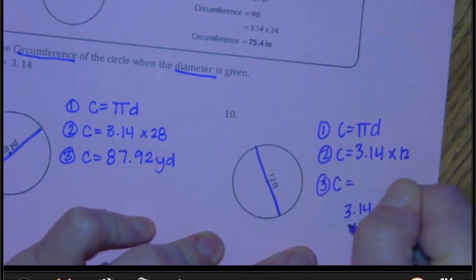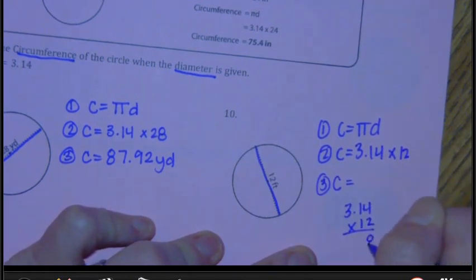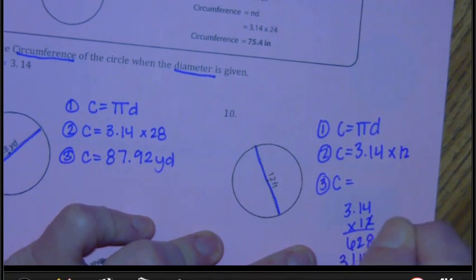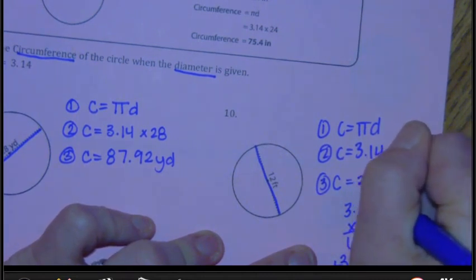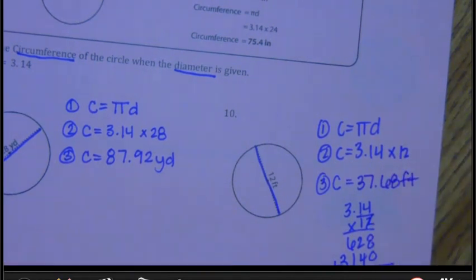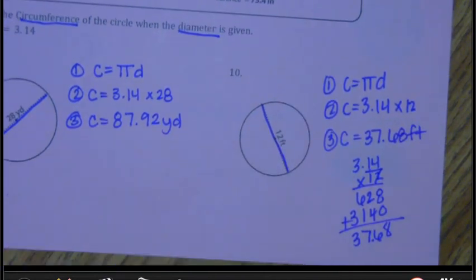So 3.14 times 12. 8, 2, 6, 0, 4, 1, 3, 8, 6, 7, 3. 2 placeholders to have 37.68 feet.